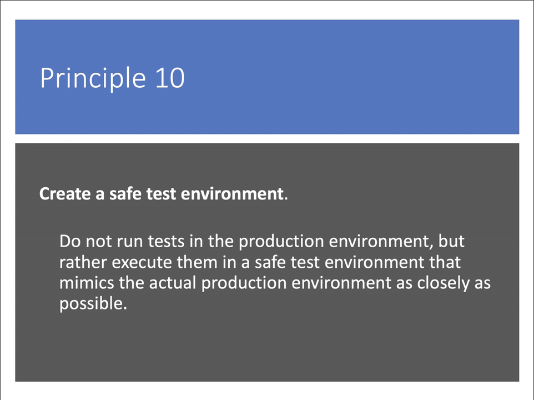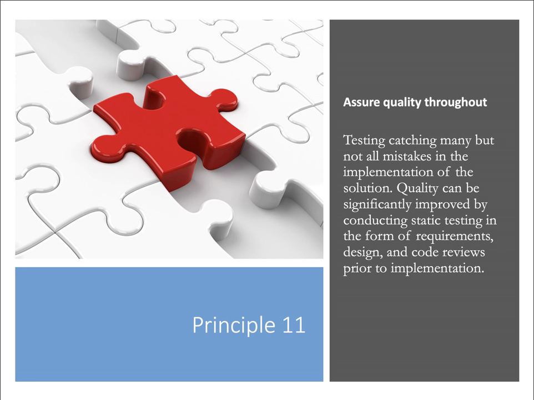Principle 10, create a safe test environment. That means do not run tests in the production environment. Should be obvious, but there are still many organizations who actually do most of their testing on the production, the operational environment. And of course, if anything goes wrong, they're affecting the production version of a system and potentially the operations of an organization. So rather than carrying out tests on the actual production environment, you should be carrying out tests in a safe test environment that mimics the actual production environment as closely as possible. Again, that often necessitates having test engineers set up these types of test environments.